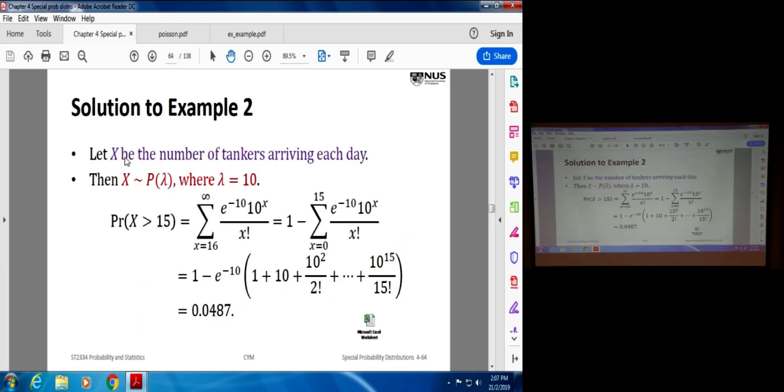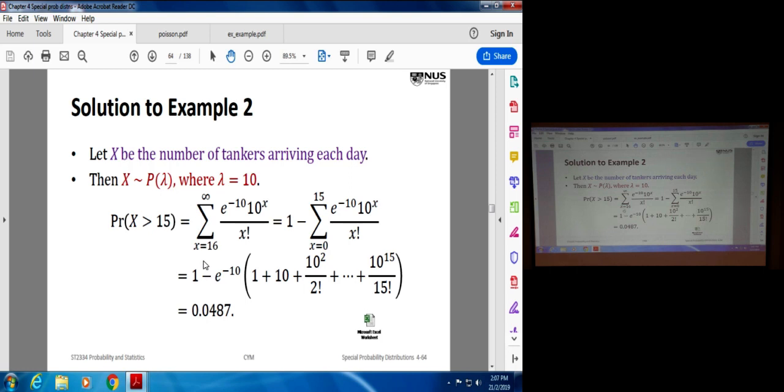So x is the number of tankers arriving each day, and we're assuming that x is Poisson 10, as I said before. It's an assumption. You could do something else, by the way, but this is a reasonable assumption here. Now what we want to do is compute the probability that x is strictly bigger than 15, because we start turning away oil tankers when we hit 15.